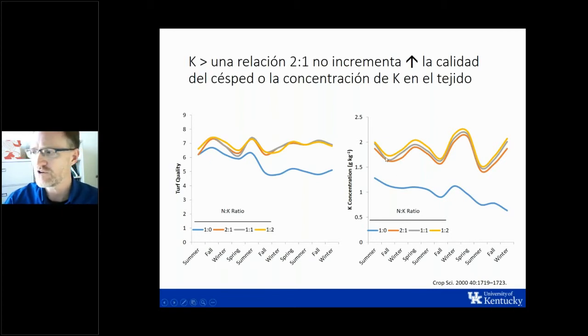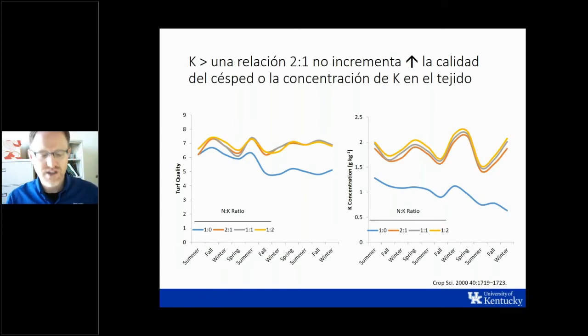And the same thing occurs with tissue K. This is no potassium, 1 to 0, no potassium. And then once we apply a 2-to-1, which would be like a 20-0-10 or a 30-0-15, something like that, once we apply that potassium, we see an increase. And then we can continue to apply more and more potassium, but we don't see much appreciable increase in the tissue potassium as well.